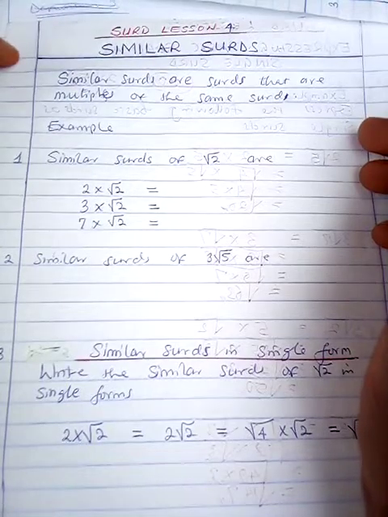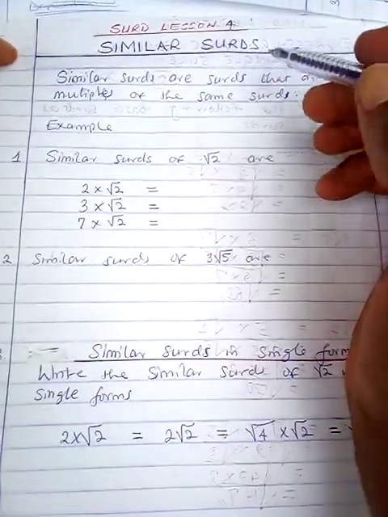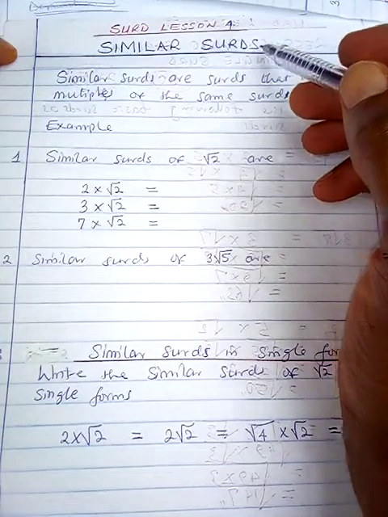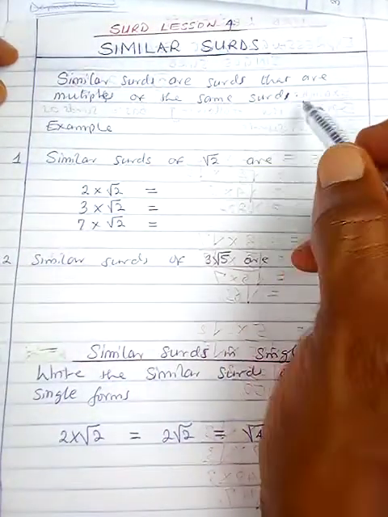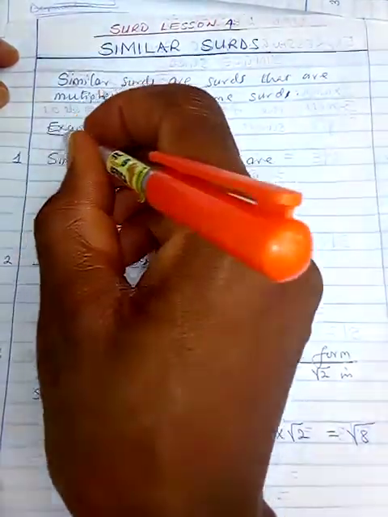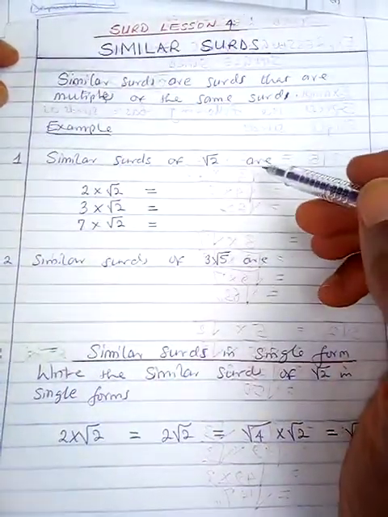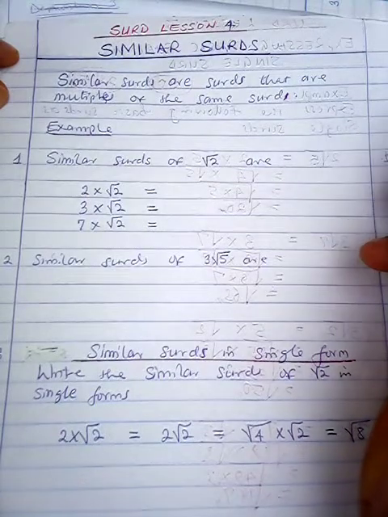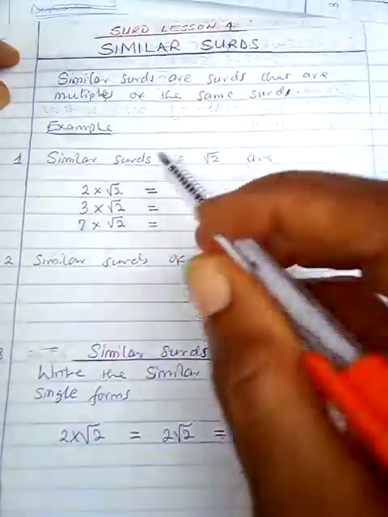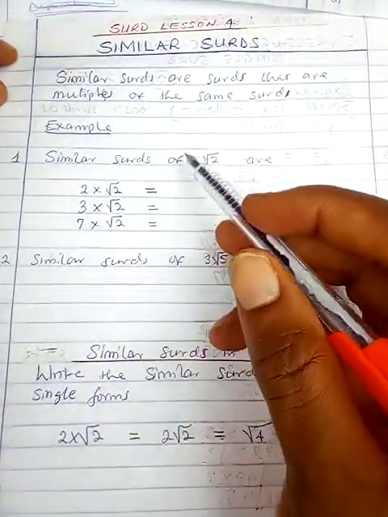This is the fourth lesson on sword, and in this video we are going to be talking about similar swords. Now, what are similar swords? Similar swords are swords that are multiples of the same sword. So when you multiply a particular sword by other numbers, whatever result you have is called a similar sword because those swords are similar.